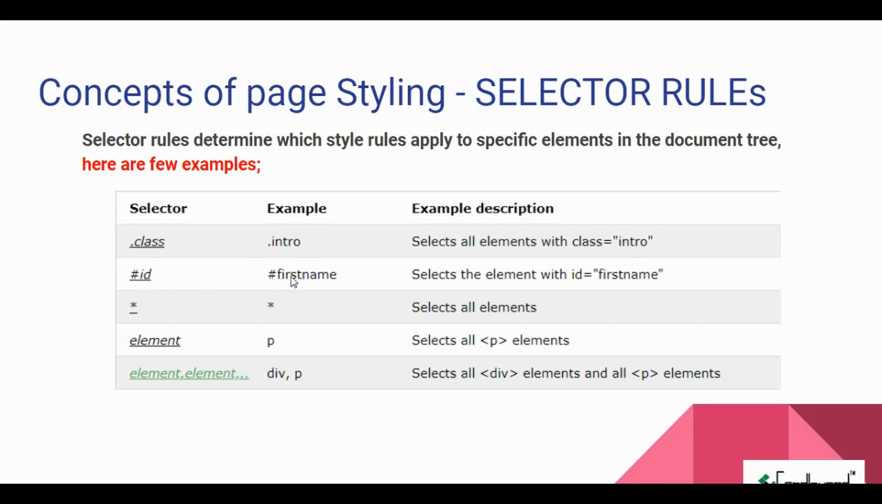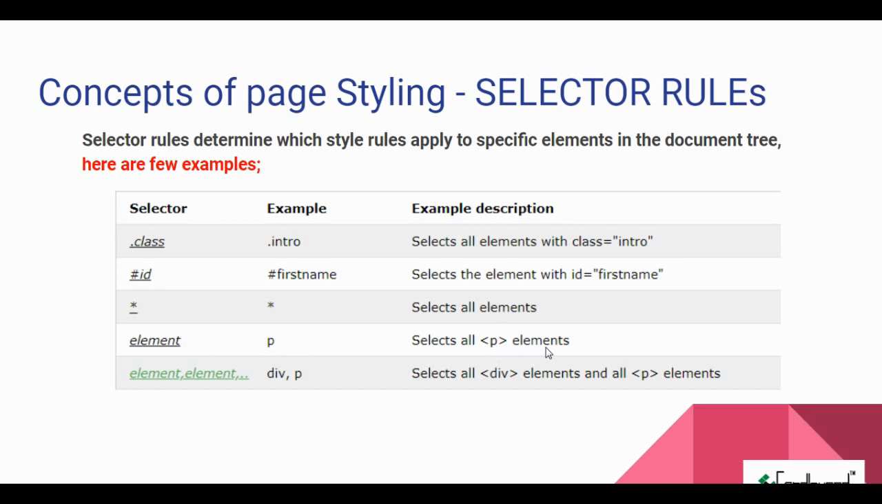Then an asterisk simply refers to every element in your page. So when you put an asterisk as a selector, you are saying that you want the style rule within the curly braces to be applied to all the elements on that page. Now when you want to style a particular element, all you need to do is specify the element name. Like this p here shows that we want to select all paragraph elements on our page and then style them accordingly.